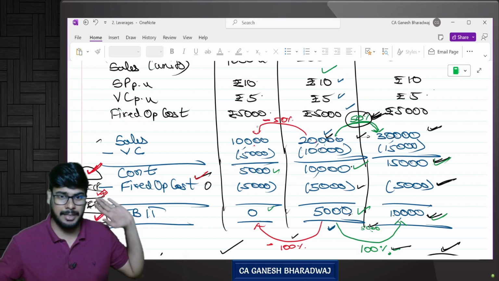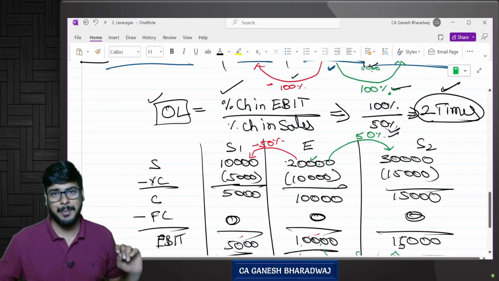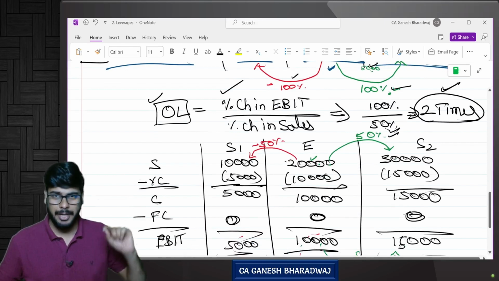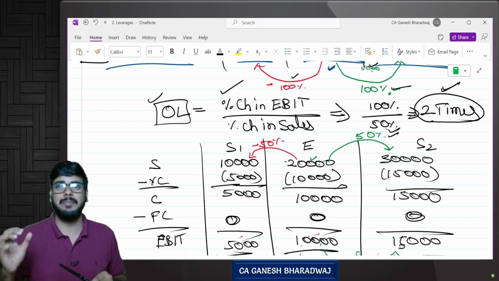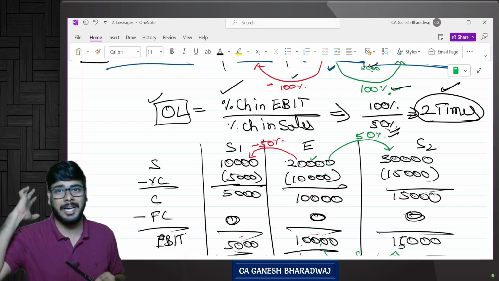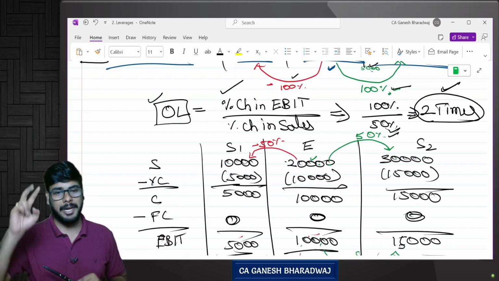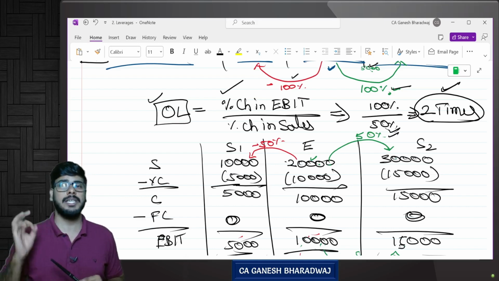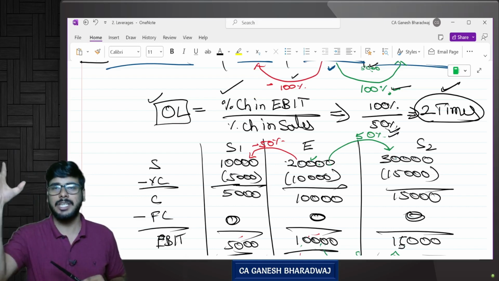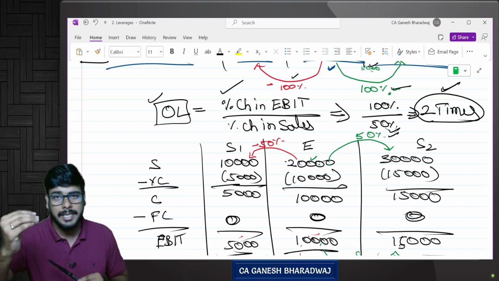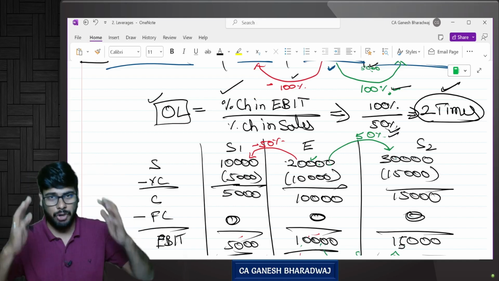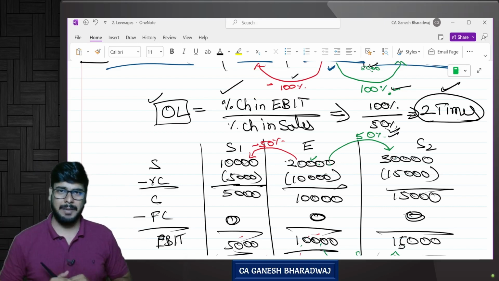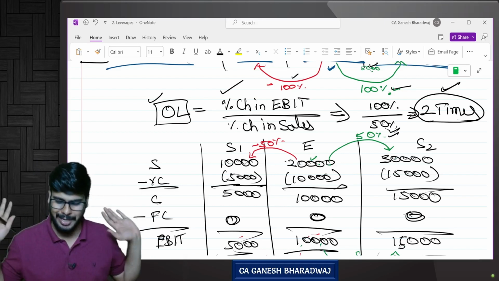Are you clear with this, guys? As simple as that. So what do you mean by operating leverage? Operating leverage talks about the relationship between the change in your EBIT and the change in your sales. So what is the formula for operating leverage? Two formulas. One is a logical formula: percentage change in EBIT divided by percentage change in sales. The second formula is a mathematically derived formula, the sandwich or the burger: contribution divided by EBIT, and you are done with this area.